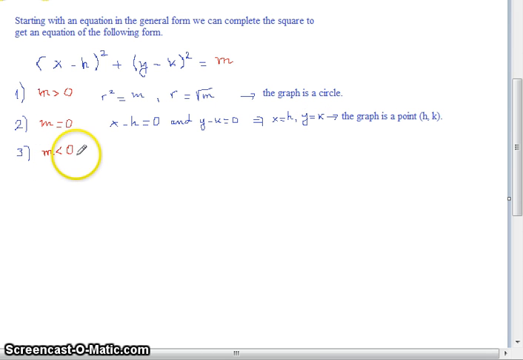The third case is when m is a negative number. If instead of m we have a negative number, we see that on the left side of this equation we have a sum of two squares. So the minimum value of this sum can be 0. And on the right side we have a negative number. There is no way this statement will be a true statement. Then no points satisfy the equation and the graph is non-existent.